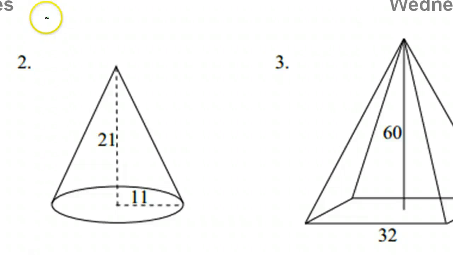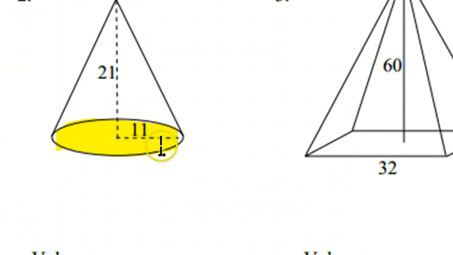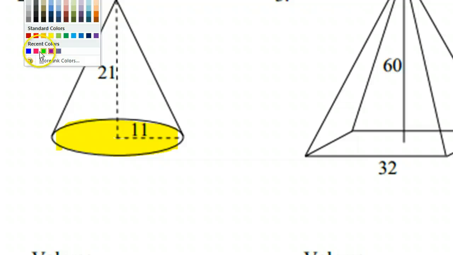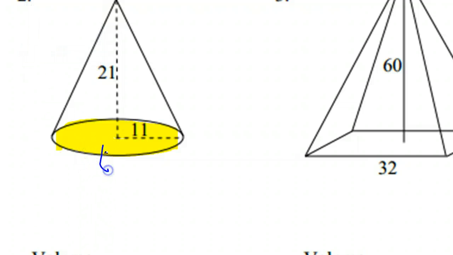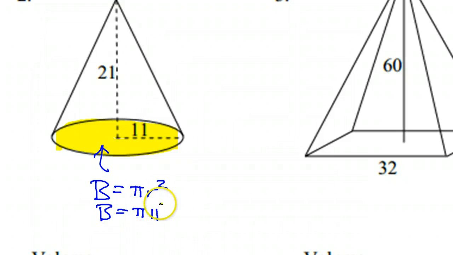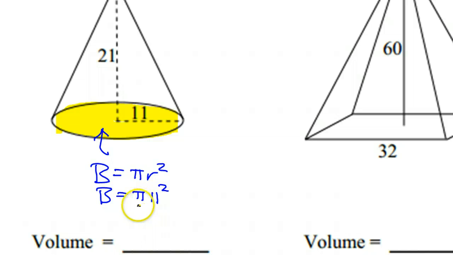Okay, number 2. Once again, the volume is equal to 1/3 the area of the base times the height. So in this case, the base is a circle. Alright, so this is the base right here. It is a circle. Now, concentrate on that. How do I calculate the area of a circle? Well, the area of a circle is pi r squared. So the area of this base, that's why I'm using B for base, is going to be pi times 11 squared. And 11 squared is 121.